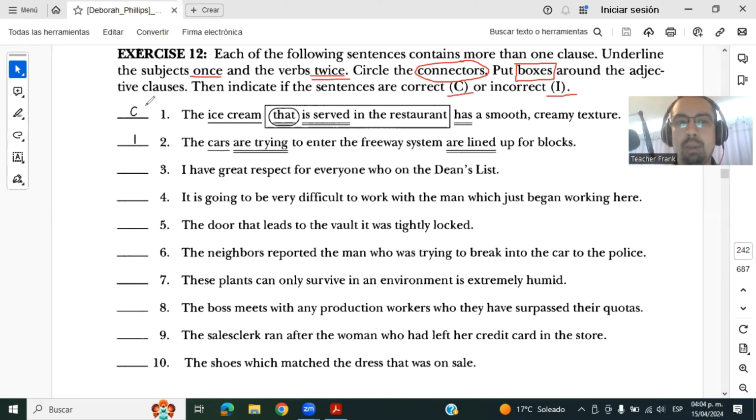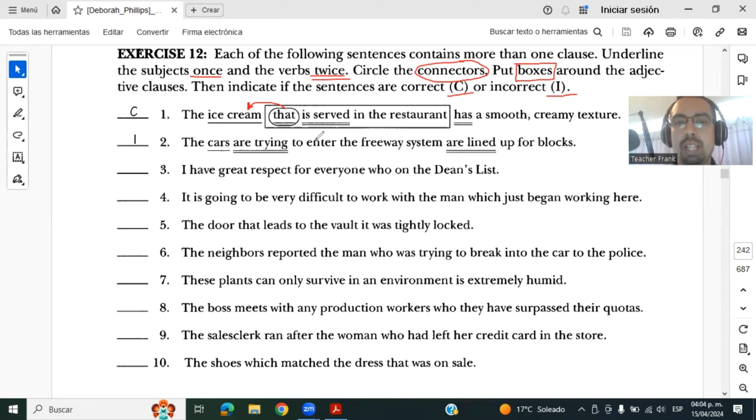So let's see. Number 1 says the ice cream that is served in the restaurant has a smooth, creamy texture. So we have the ice cream. In this case, apparently it's going to be describing the subject, right? That is served in the restaurant is my adjective clause. That is my connector, and my subject for the verb is served. And the original sentence is the ice cream has a smooth, creamy texture. So it's correct. Let's look at number 3.